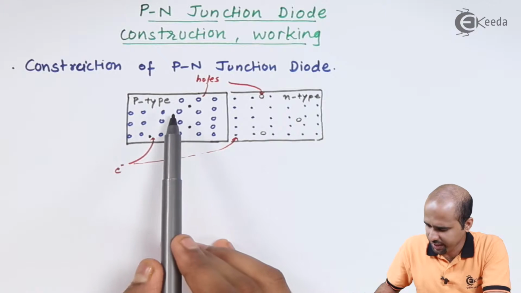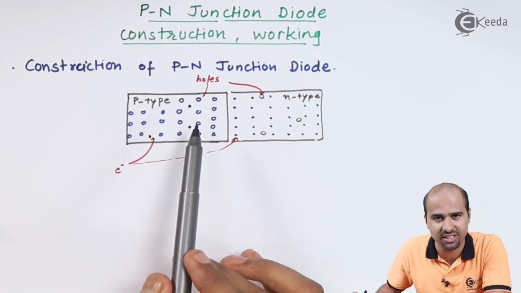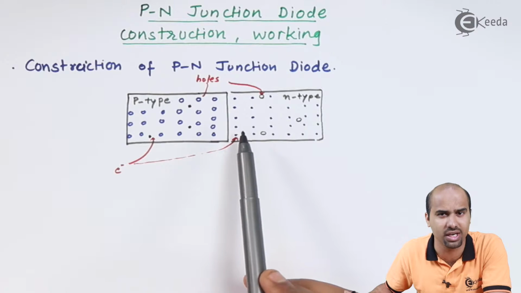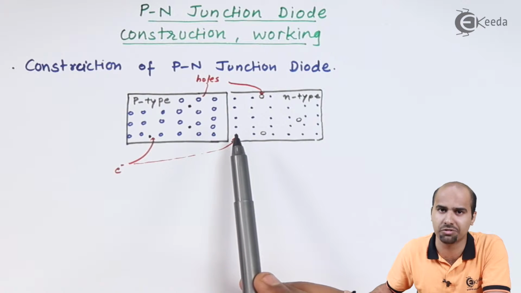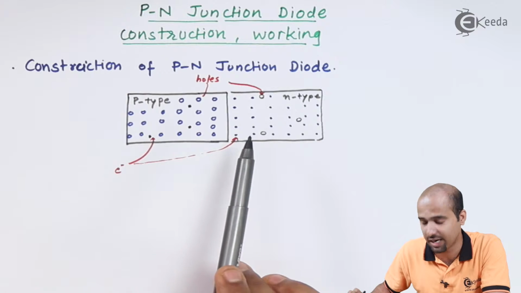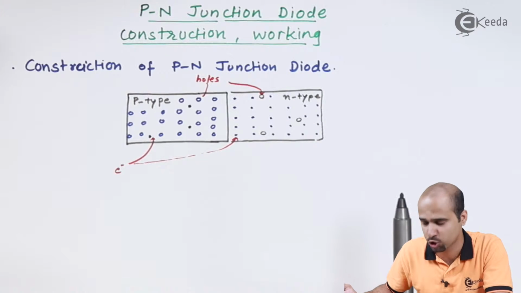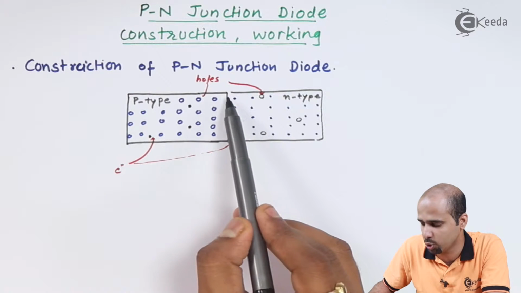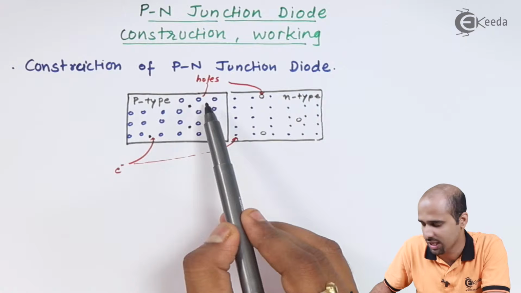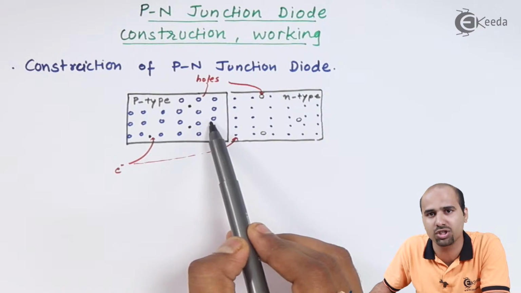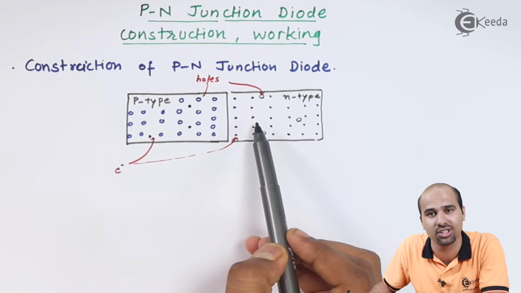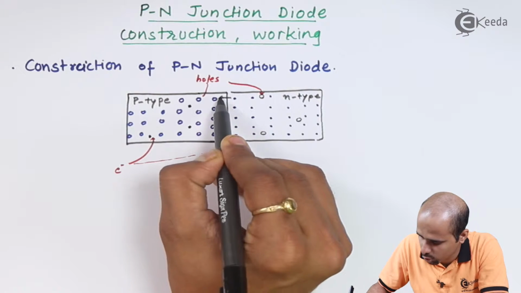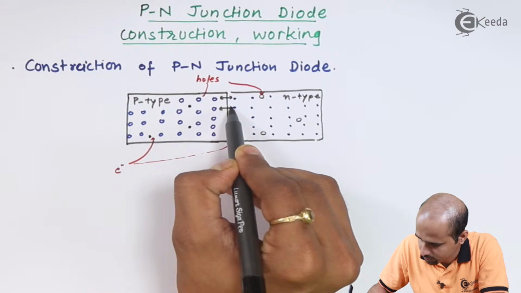See, this P type is having holes, these are positively charged carriers. This N type is having electrons, these are negatively charged carriers. As far as Coulomb's law of electrostatics, we all know that positive and negative attract each other. So what will happen? These negatively charged electrons will jump towards the positively charged holes and positively charged holes will jump towards the negatively charged electrons. So these electrons and holes will get recombined.